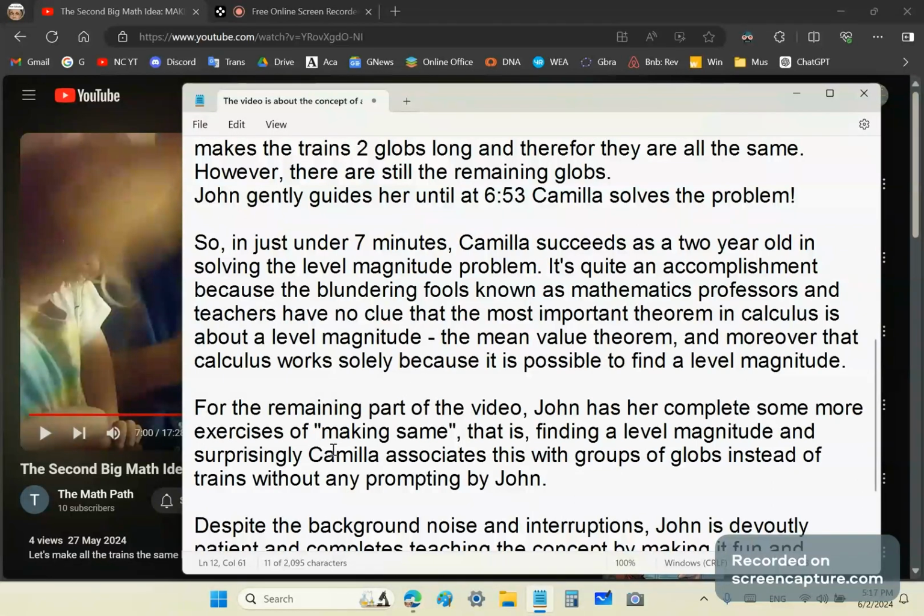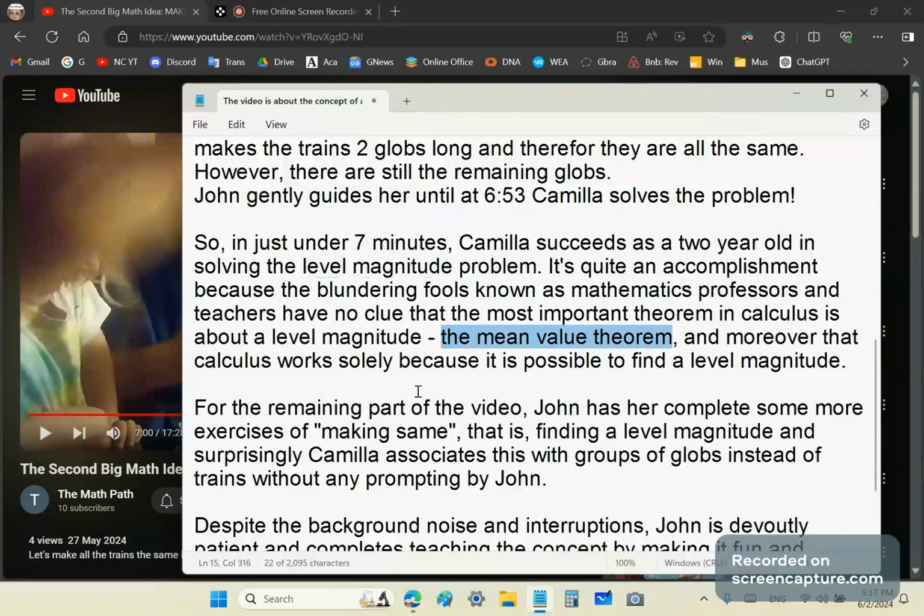So let me tell you, in just under 7 minutes, Camilla succeeds as a 2-year-old in solving the level magnitude problem. And it's quite an accomplishment because the blundering fools known as mainstream mathematics professors and math teachers have no clue that the most important theorem in calculus is about the level magnitude, or what one of them might incorrectly call the arithmetic mean. The mean value theorem is about a level magnitude, and calculus works because of the mean value theorem.